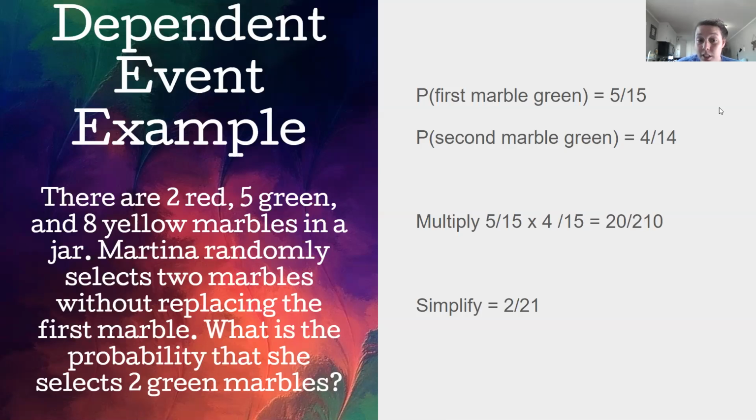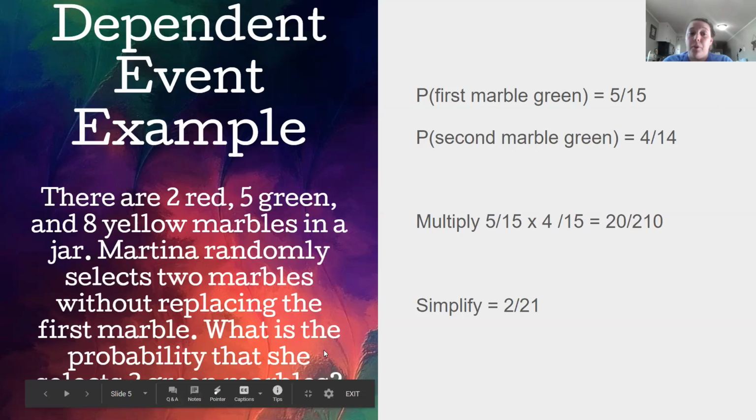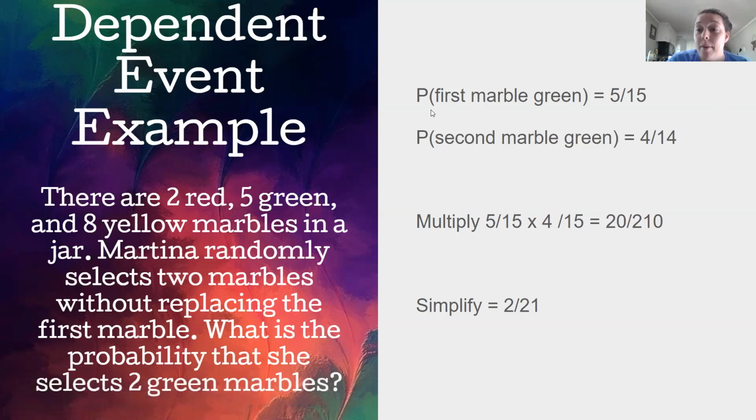So the key word in that is without. She doesn't replace the marble that she's picked. She pulled it out. Now what's left in the jar has changed. So I'm finding the probability that both are going to be green. So I'm actually finding 2 probabilities like I did in the last question. The probability of the very first marble that she pulls out being green would be 5, since there are 5 green marbles, out of 15. That's how many total marbles I have.